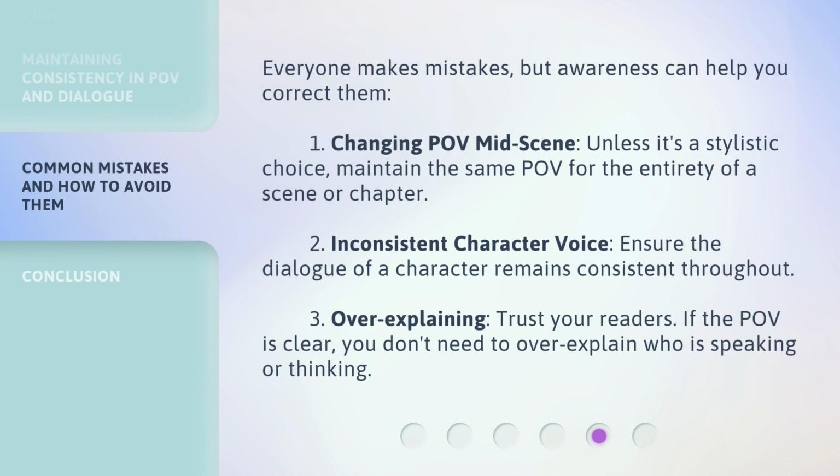Everyone makes mistakes, but awareness can help you correct them. 1. Changing POV mid-scene. Unless it's a stylistic choice, maintain the same POV for the entirety of a scene or chapter. 2. Inconsistent character voice. Ensure the dialogue of a character remains consistent throughout. 3. Over-explaining. Trust your readers. If the POV is clear, you don't need to over-explain who is speaking or thinking.